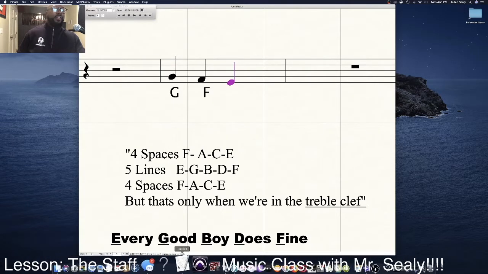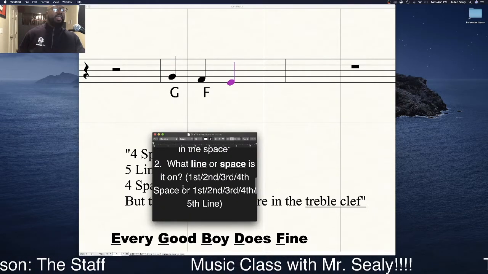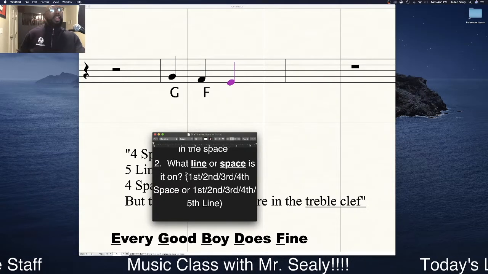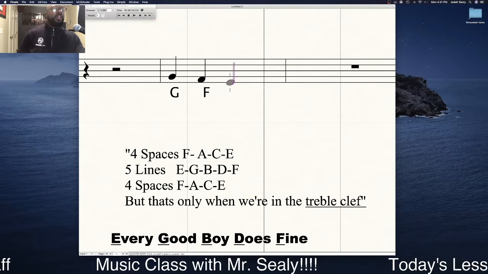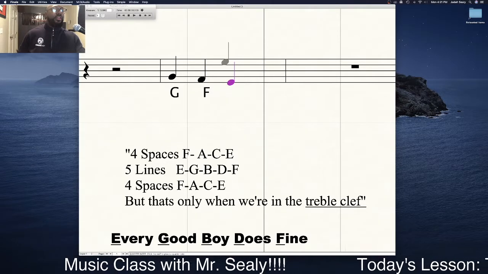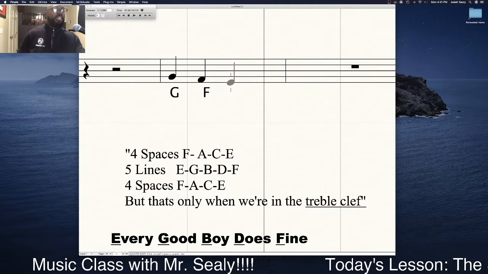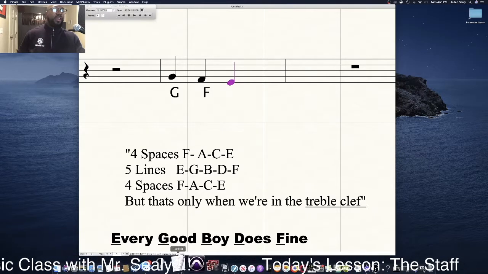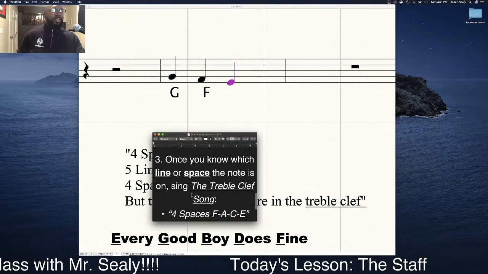So, is it on our first line? Is it on our second line? Is it on our third line? Is it on our fourth line? Or is it on our fifth line? Let's look here. This is our first, second, third, fourth, fifth line. It is on our first line. That's right. So now that we know that it's on our first line, we sing the treble clef song.